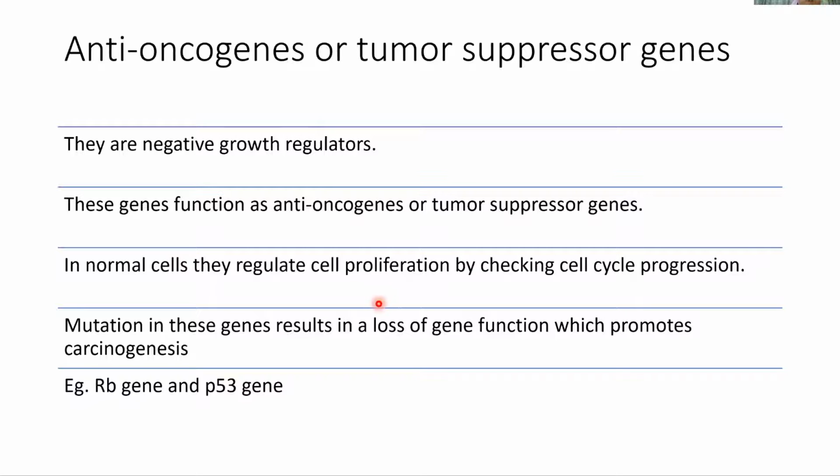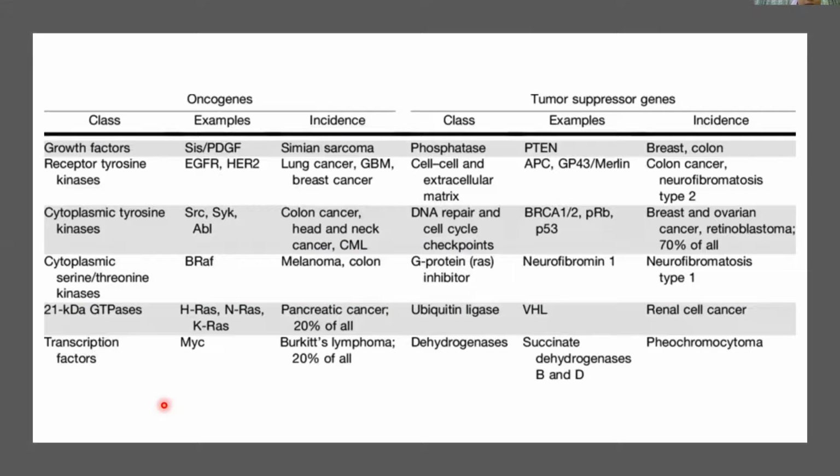But when they become mutated, they can promote carcinogenesis. Examples are the RB gene and the P53 gene. These are examples of oncogenes and tumor suppressor genes. I think this one you can read by yourself. The most common one for lymphoma, and for tumor suppressor genes, APC, as in colorectal cancer.